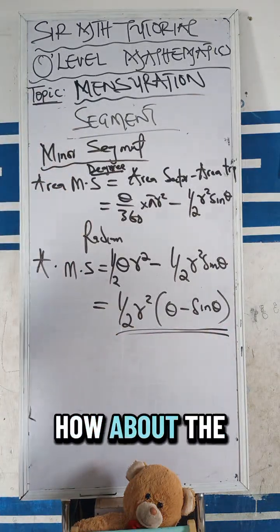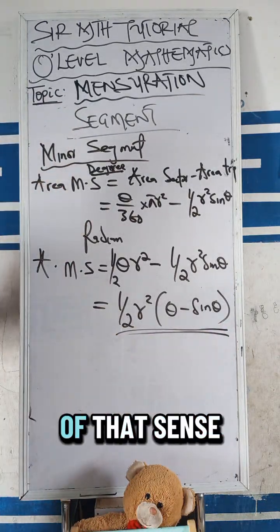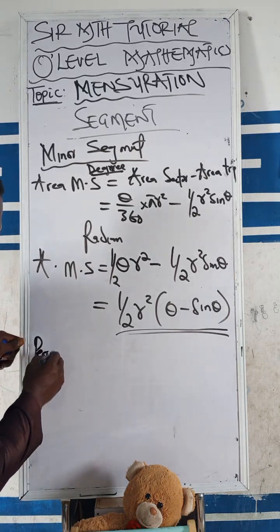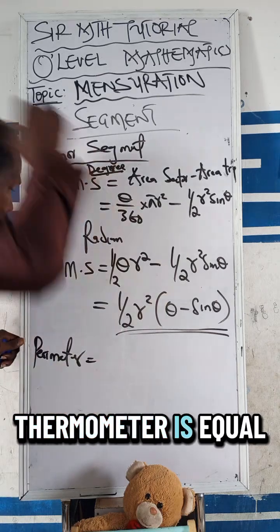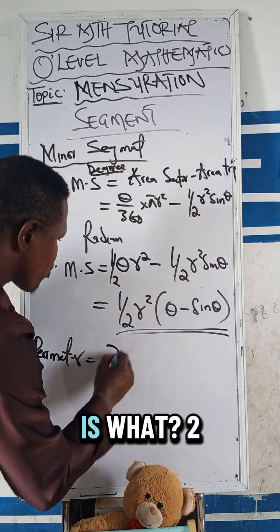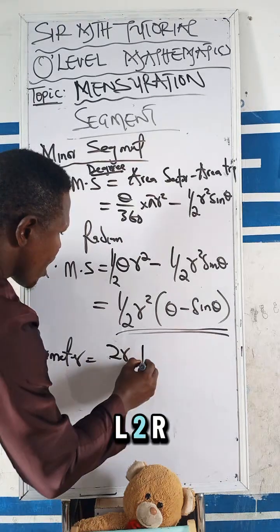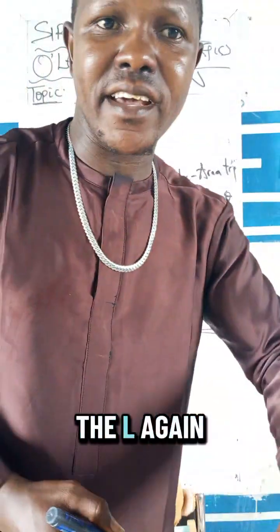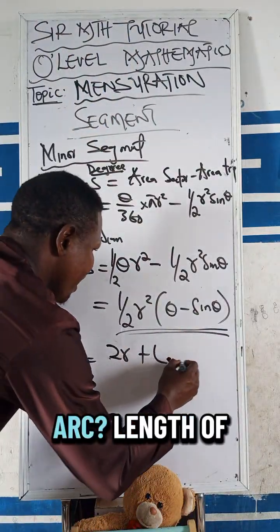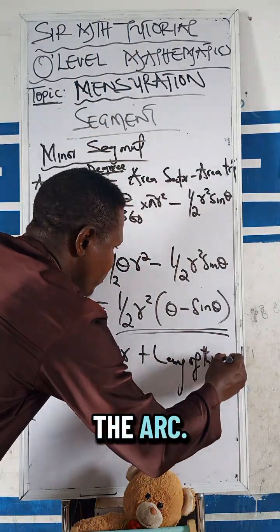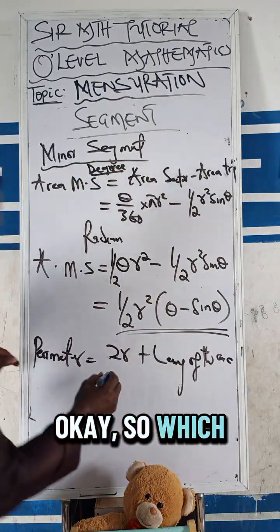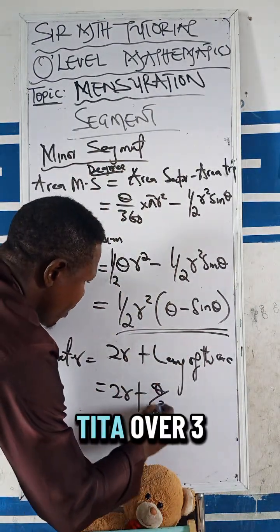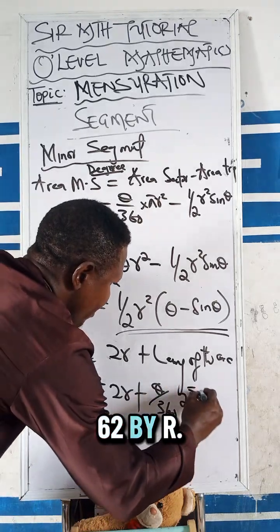And then how about the perimeter of that same segment? The perimeter is equal to 2r plus L. What is L? L is the length of the arc. So the perimeter is 2r plus theta over 360 times 2 pi r.